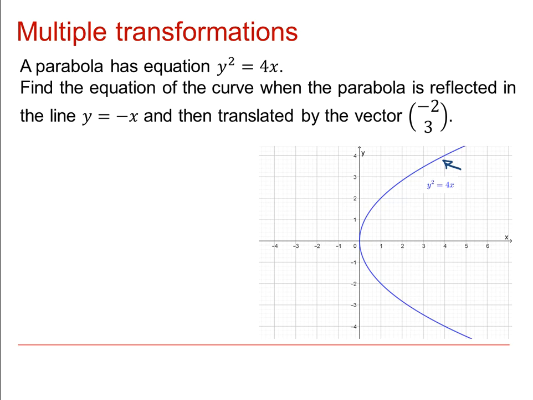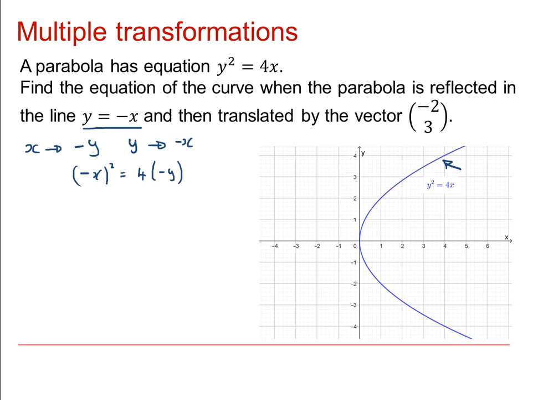So to do this, what we need to do is to perform both of these transformations, but in that specific order. So we must make sure that first of all we do the reflection in y equals minus x. Well, to do that, remember that x will transform onto minus y and y will transform to minus x, and therefore y squared equals 4x becomes minus x squared is equal to 4 multiplied by negative y.